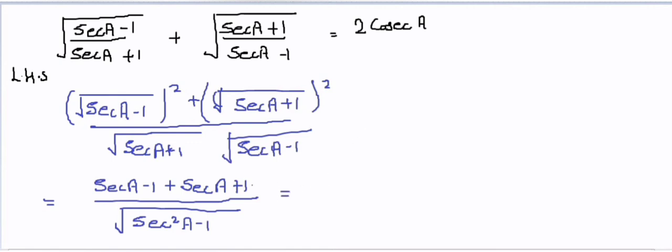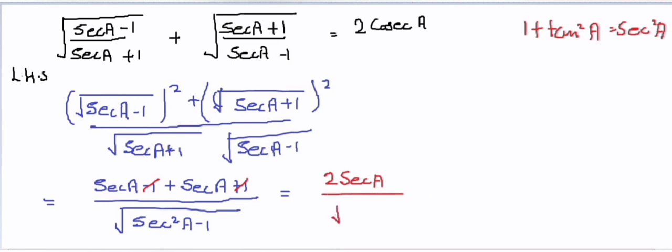Now here we can see that plus 1 and minus 1 cancel out, and I will get 2 sec A. Now we know that 1 plus tan square A is sec square A. So in place of sec square A minus 1 I can write under root tan square A. Now square cancels out with under root again, so I will get 2 sec A over tan A.